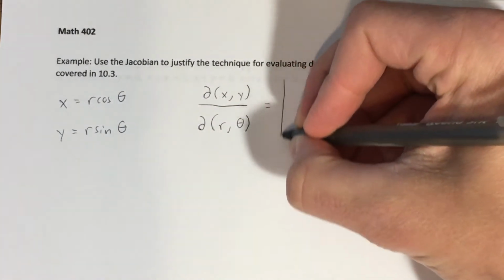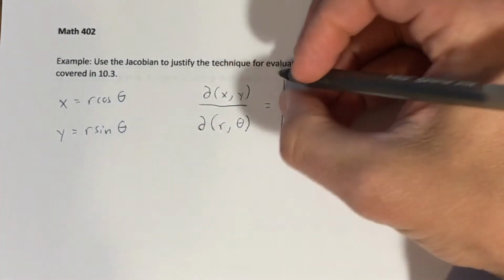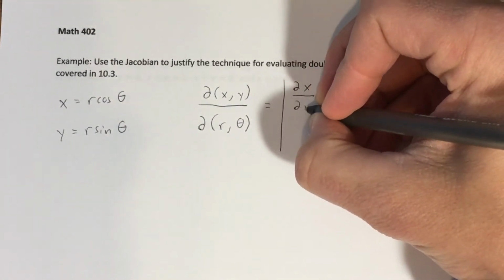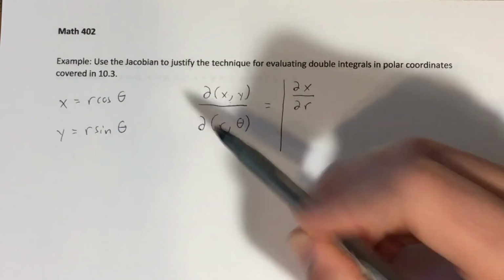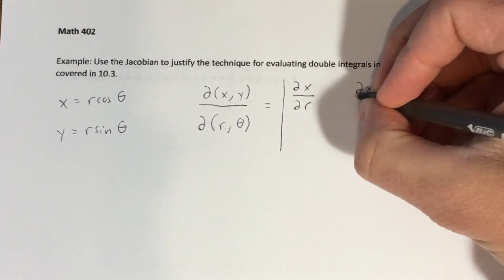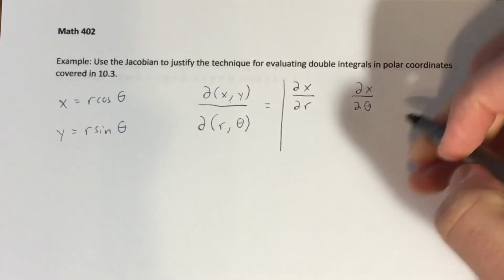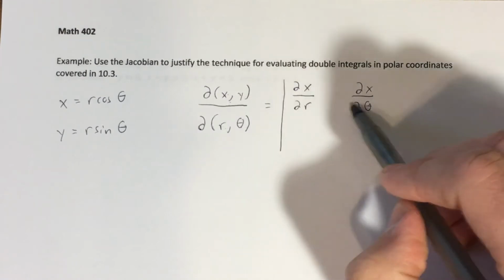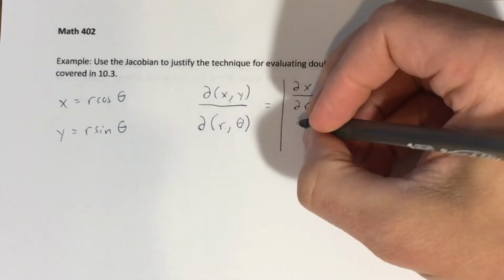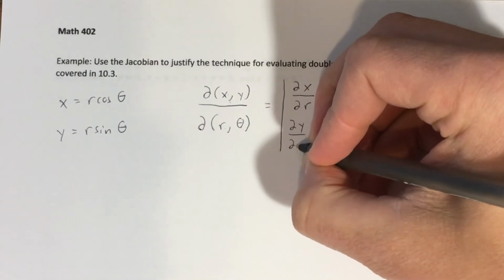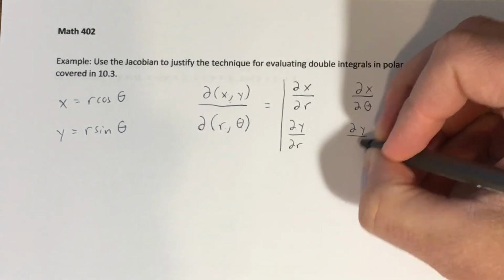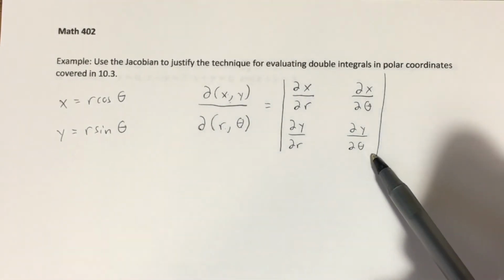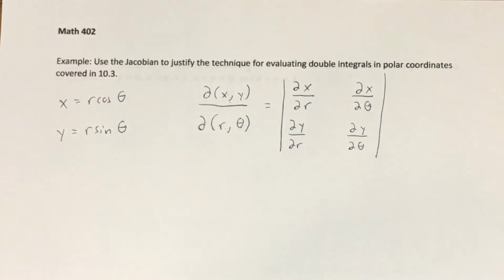Remember, this is a 2-by-2 determinant where the entries are the partial of x with respect to r, the first variable here, partial of x with respect to theta, the second variable here. So these variables determine the rows, these variables determine the columns. Then I have partial of y with respect to r, partial of y with respect to theta. So I need to find these 4 partial derivatives from these conversion formulas.